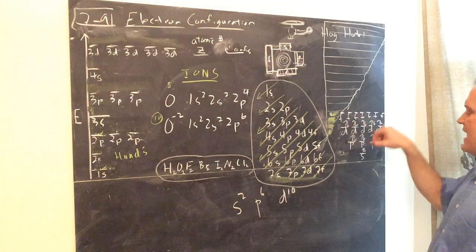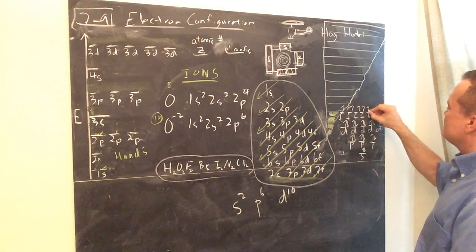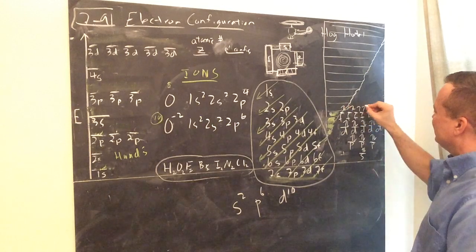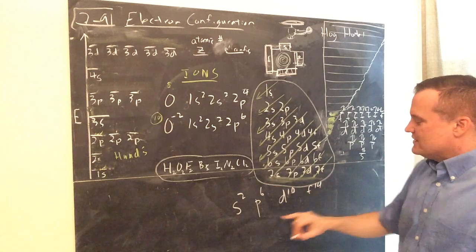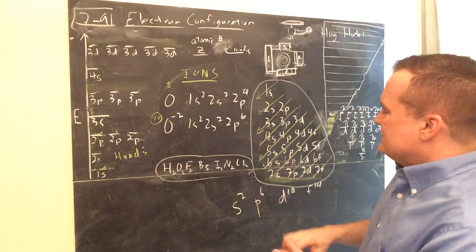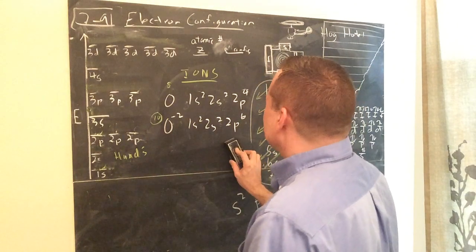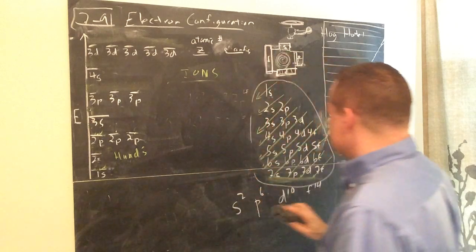Okay? And then f's max out, there's 7 of them, at 14, and you're almost never going to see any f's anywhere really at all. Oh, I can make a mess out of that. f14. So s2, p6, d10, f14. Okay. Now that I've shown you that, I'm not going to erase it all yet. I want to continue with ions first of all.